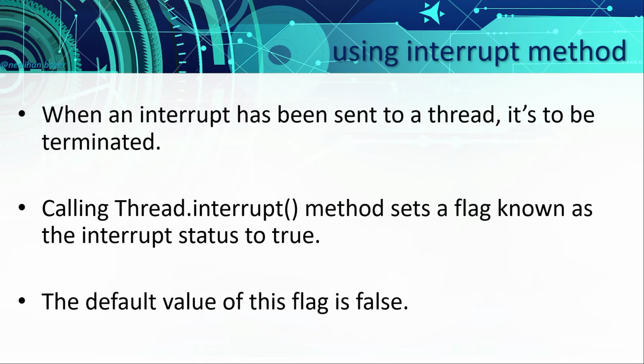The third method is using the interrupt method. When an interrupt is sent to a thread, it is terminated. Calling the thread interrupt method sets a flag known as the interrupt status to true. The default value of this flag is false.